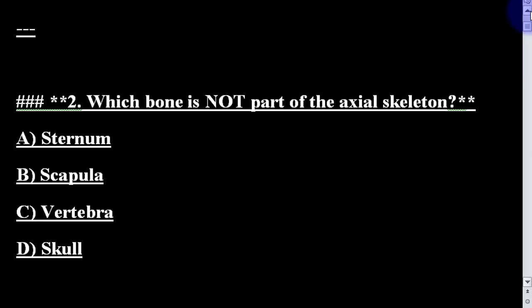The next question: which bone is not part of the axial skeleton? We have A, the sternum, B, the scapula, C, the vertebrae, D, the skull. The correct answer here is the scapula. When we talk about the axial skeleton, we include three of the answers: the skull, the vertebrae, as well as the sternum. But the scapula, also known as the shoulder blade, is not part of the axial skeleton, but is instead part of the appendicular skeleton.